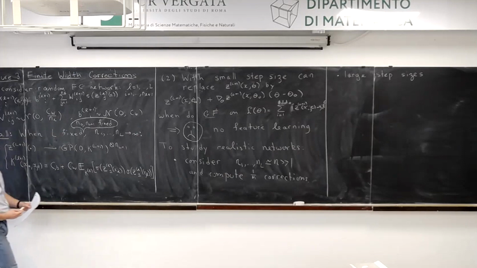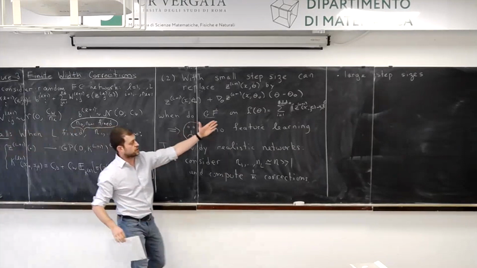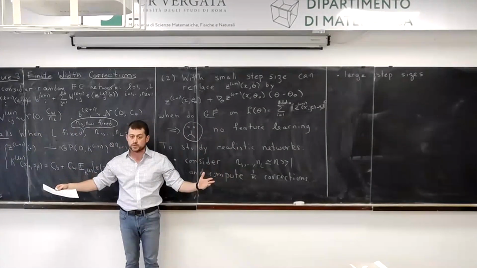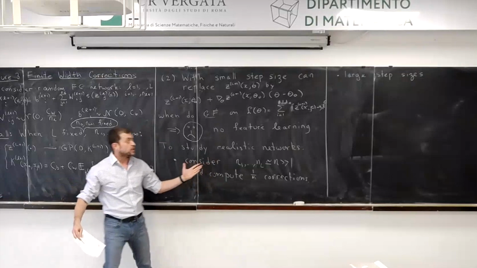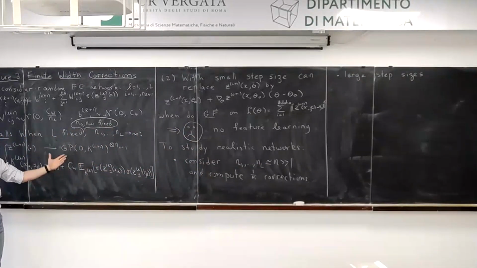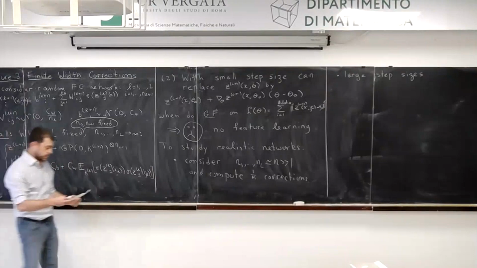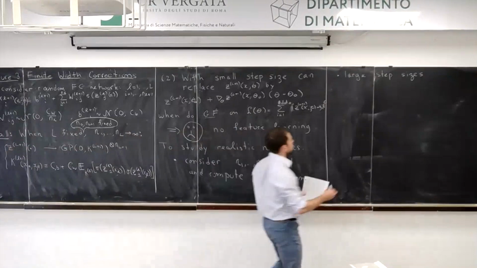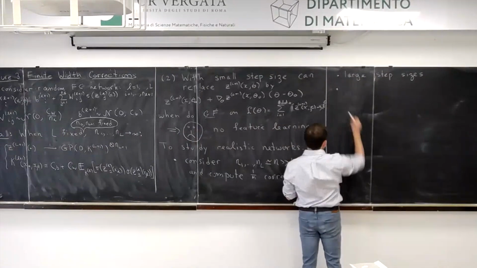But in fact, in practice, you find often choosing large step sizes gives you better results with your neural network. And indeed, when you choose large step sizes, you're no longer going to be in this linear regime. So that is one thing people study. It's quite an interesting question, how to do that analysis and what really happens.